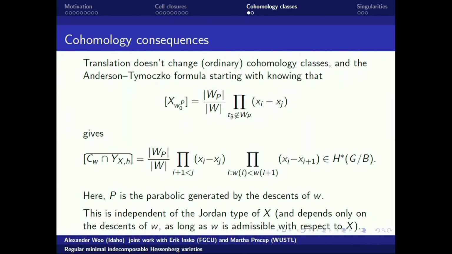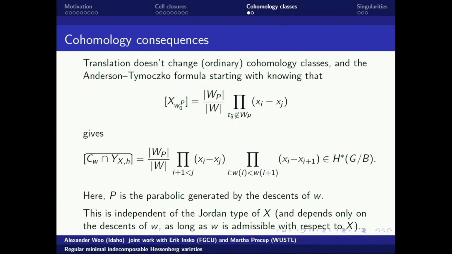I want to point out, first of all, that in this formula the Jordan type of X doesn't appear anywhere. It doesn't matter which Hessenberg you're working in. Of course, it does matter that if you're working in the wrong Hessenberg, this thing is actually empty, and I was telling you lies about nothing. And also, it completely doesn't depend on what W actually is. It only depends on what its descents are. So cells that come from W with the same descents are homologous to each other. This is exactly what's going on in that the homology is not injective: these cells are collapsing to each other in the homology of the flag variety.